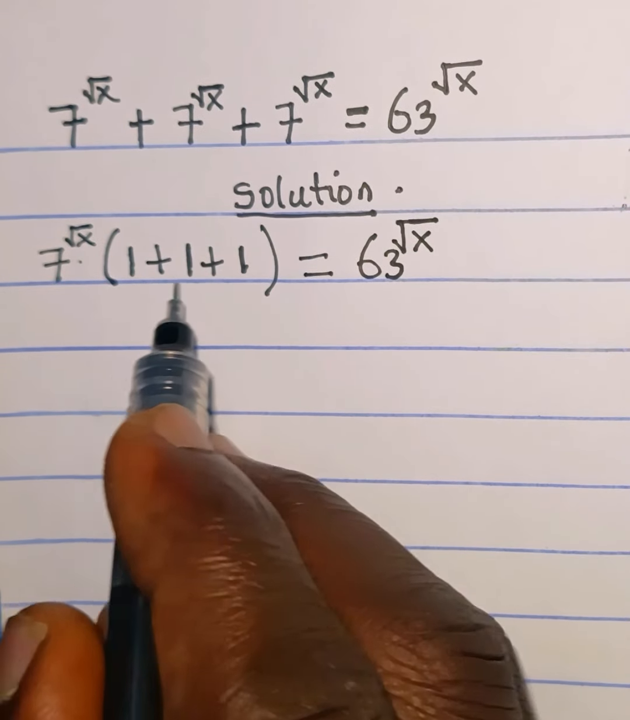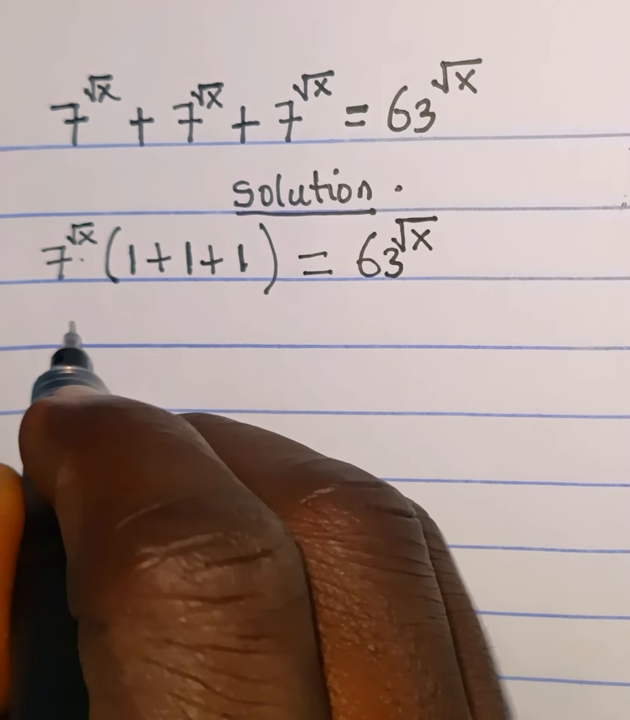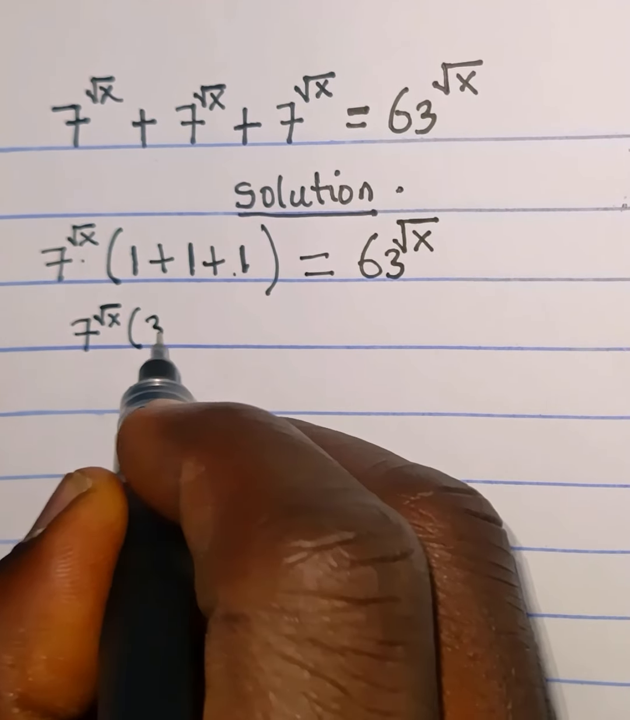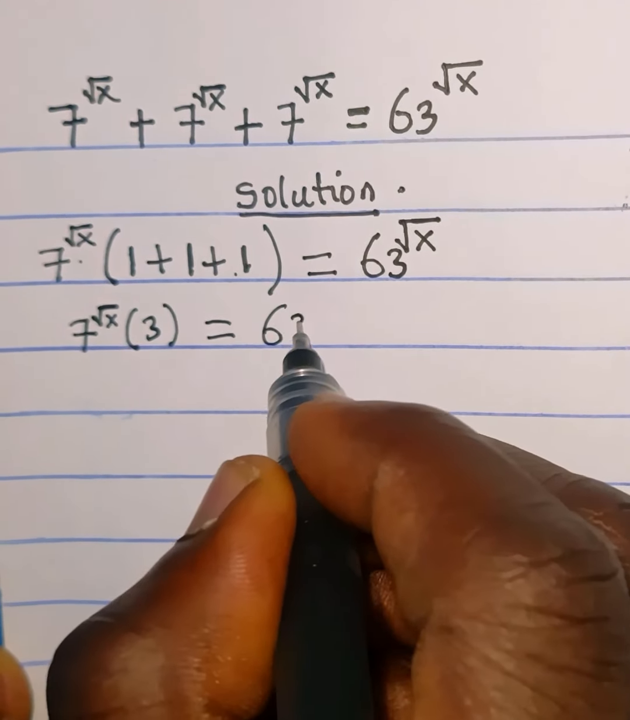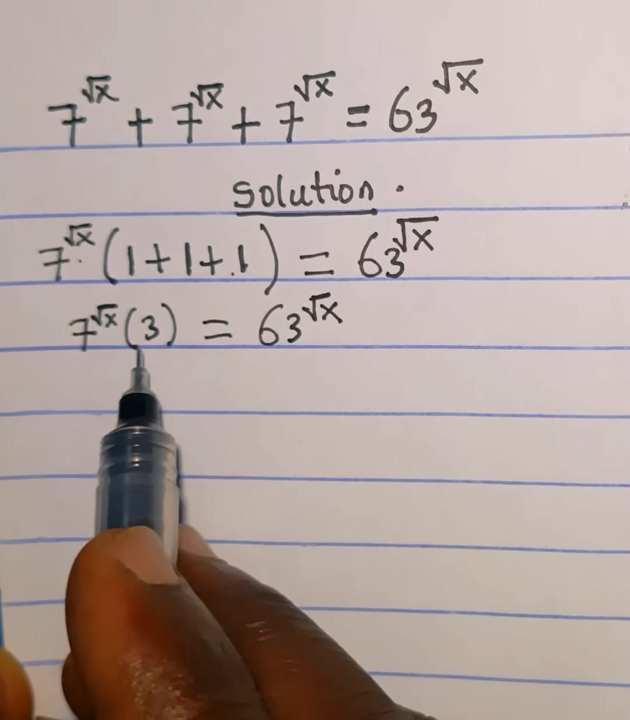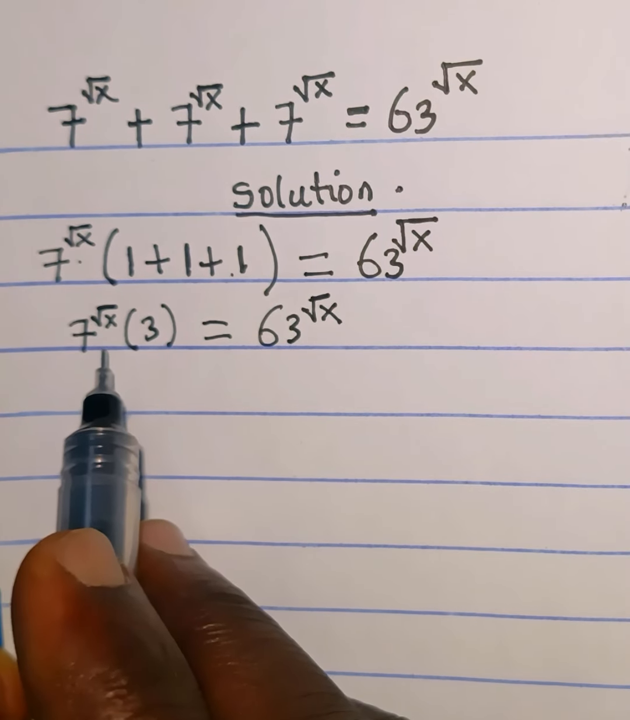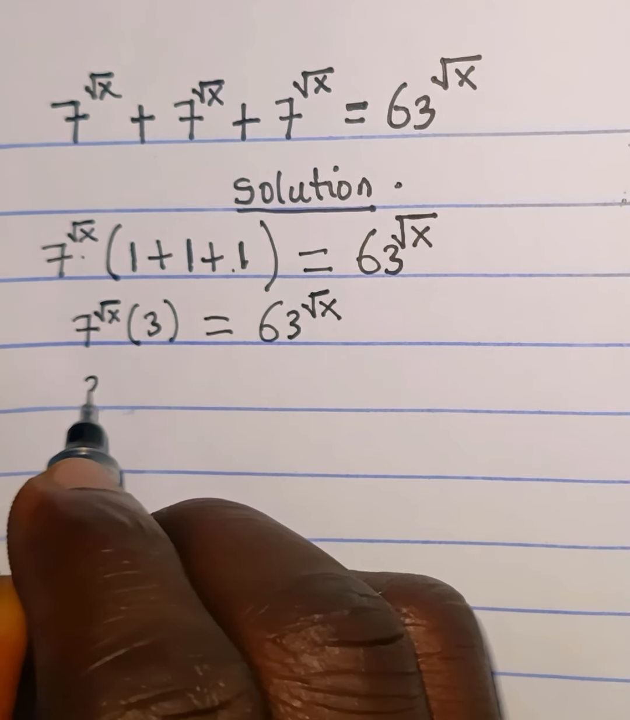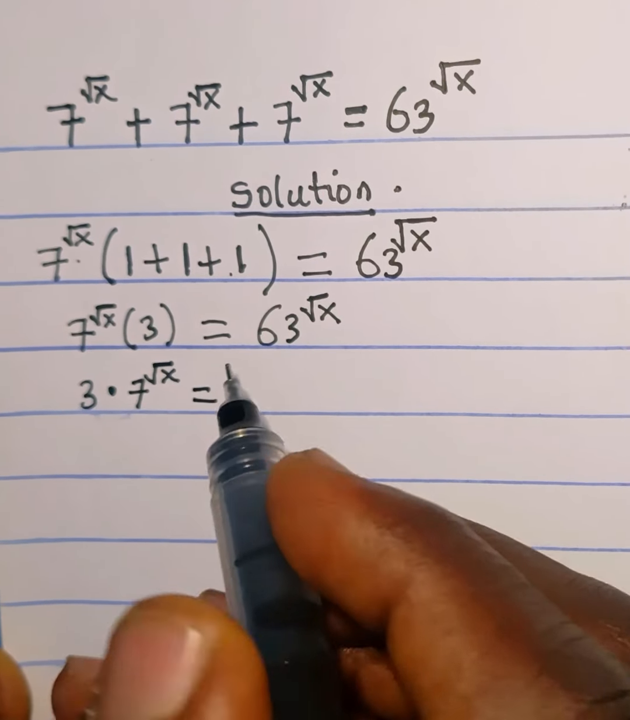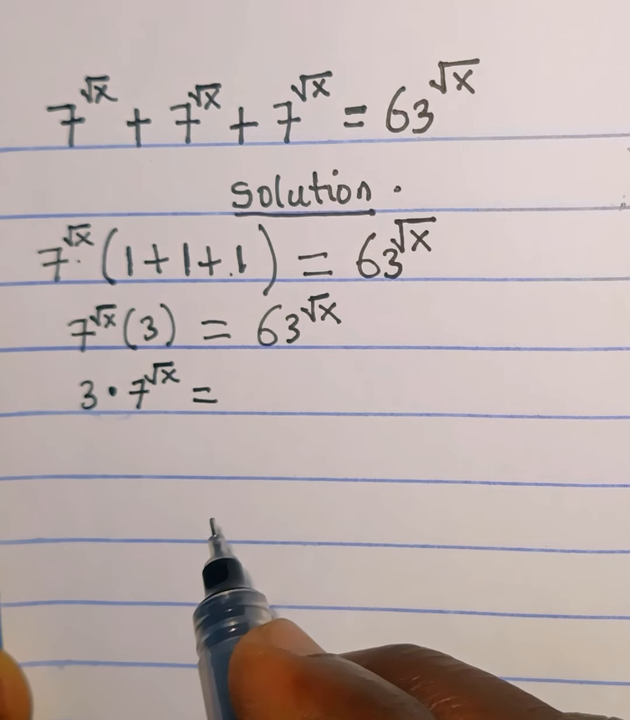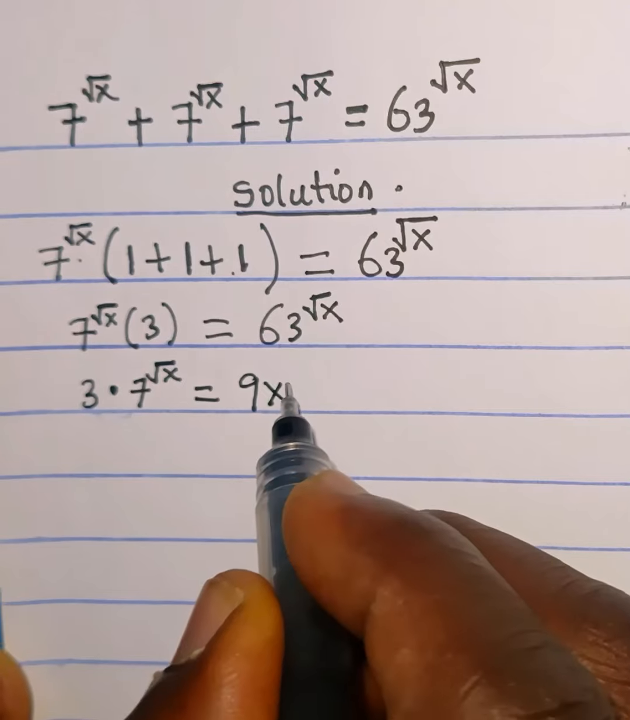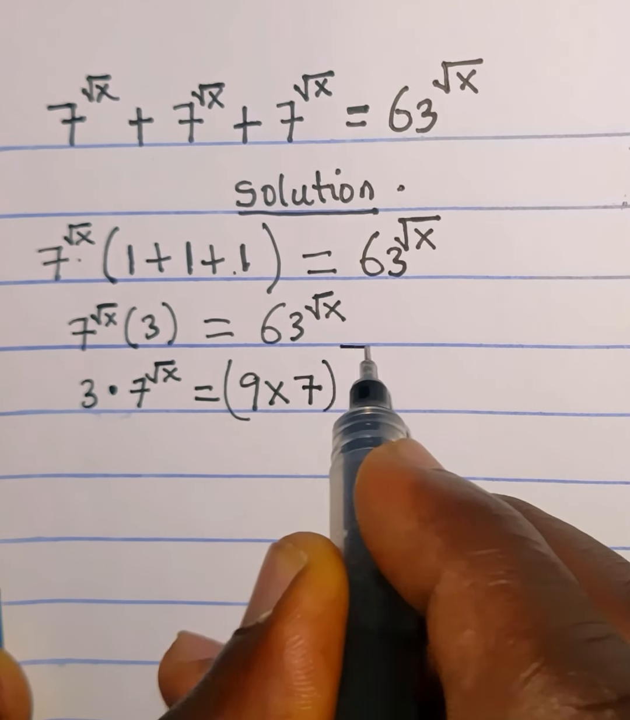The next thing we're going to do is to simplify inside this bracket. We're going to have 7 to the power of square root of x, then 1 plus 1 plus 1 is going to give us 3, which is equal to 63 raised to the power of square root of x. As you can see, this 3 is multiplying 7 to the power of square root of x. So we can rewrite this as 3 multiplied by 7 to the power of square root of x, which is equal to 63, which can also be written as 9 multiplied by 7. So we can rewrite this 63 as 9 multiplied by 7, then everything raised to the power of square root of x.